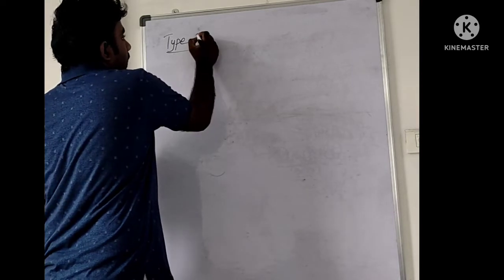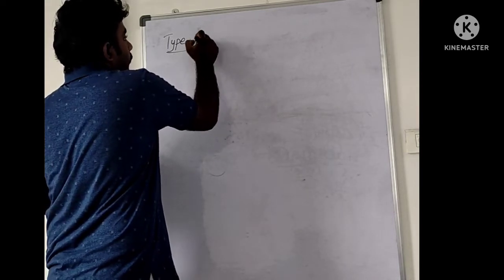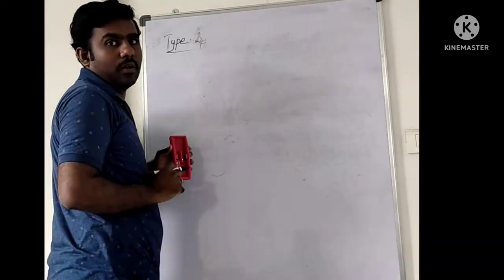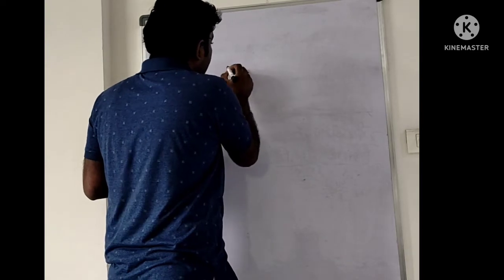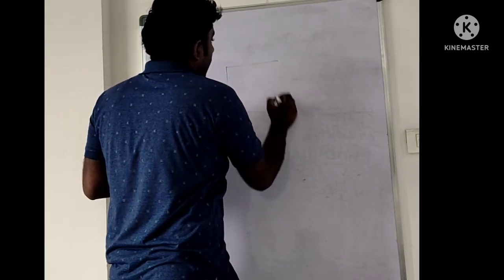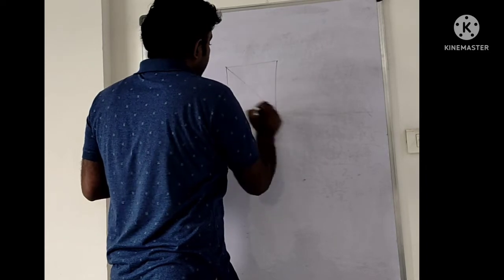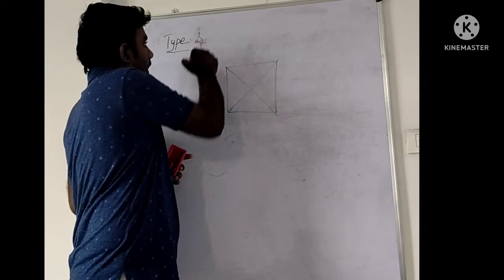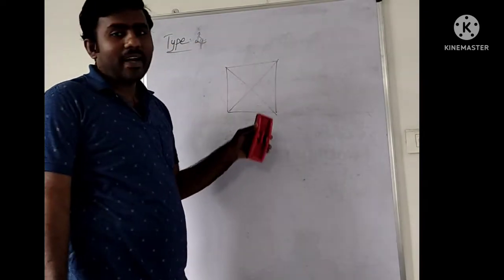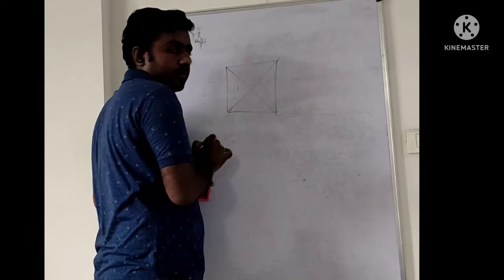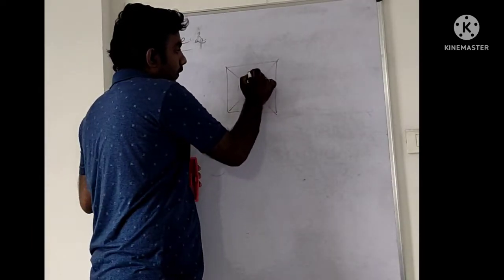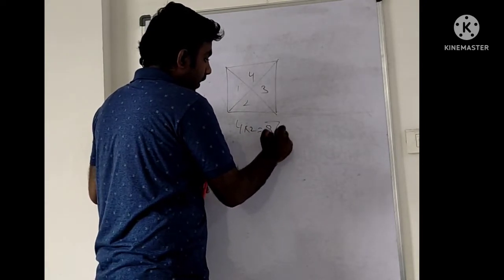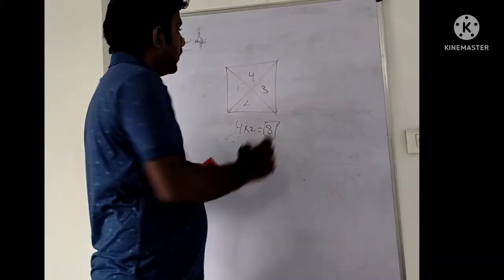Come to type 4. Before that, one general figure we can draw here. This is one square. This is type 4 of questions. Here, how many triangles are there? 1, 2, 3, 4, meaning 4 into 2, 8. Total number of triangles here is 8.